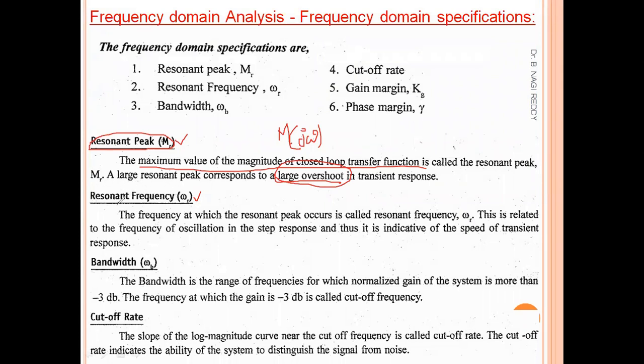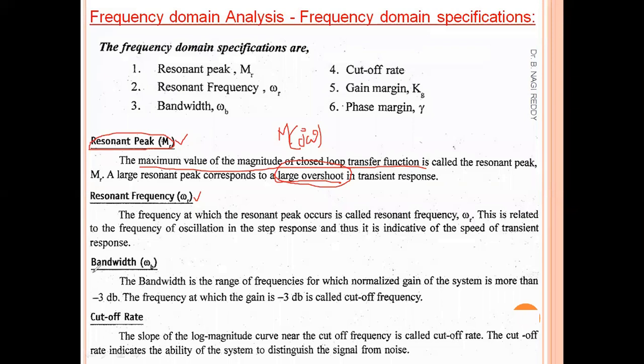So this resonant frequency controls the speed of the transient response. How accurately or how fast we can control the transient response can be defined by this frequency. That is our second term.